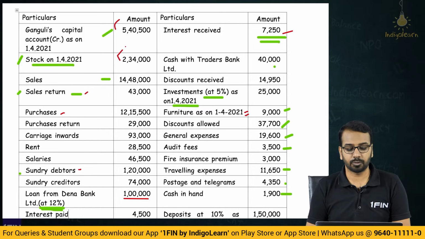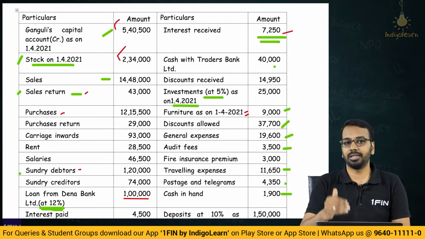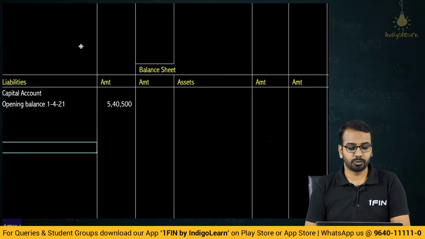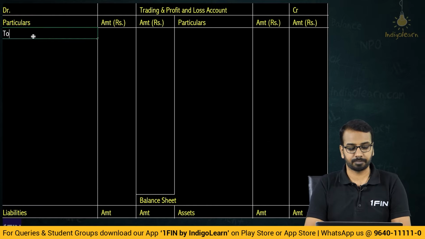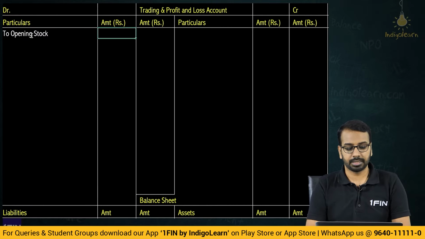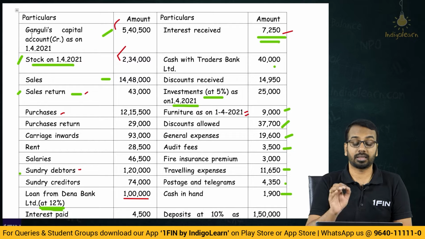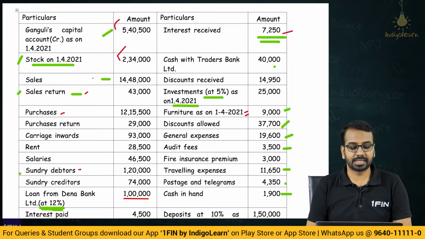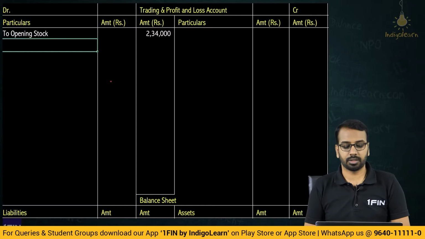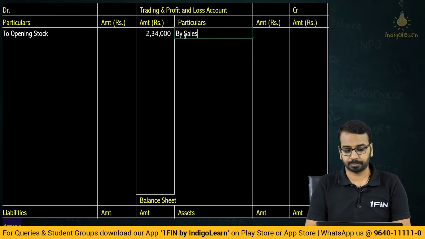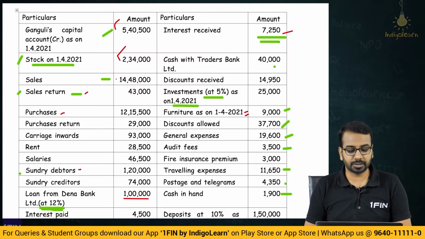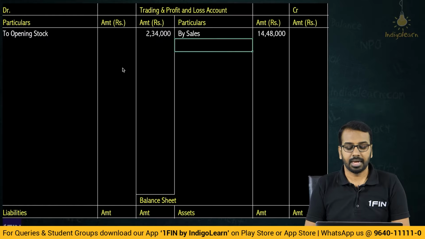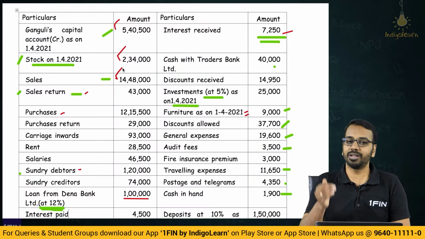Then we have stock as on 1st of April. So this 2,34,000, it is opening inventory in the balance. It is the opening inventory to be taken on the debit side of trading account. So to opening inventory or opening stock, the amount that we have is 2,34,000. Then we have sales 14,48,000. So on the credit side you will take up the sales 14,48,000. Right? Now from sales, what do we reduce? We will reduce the sales return.